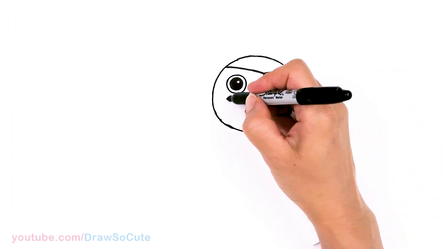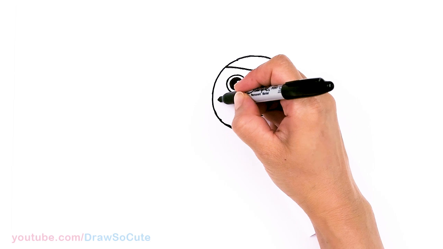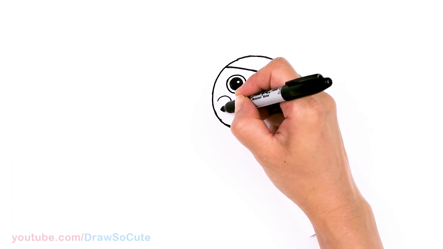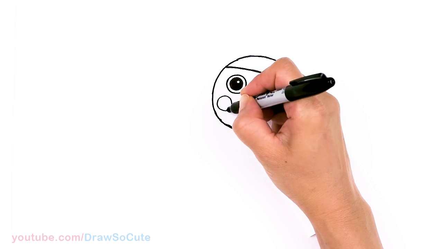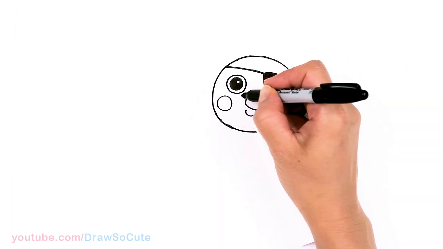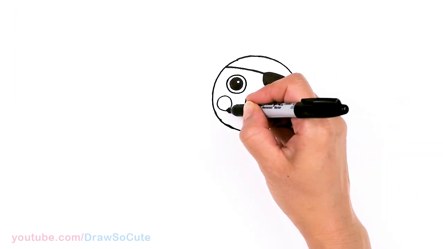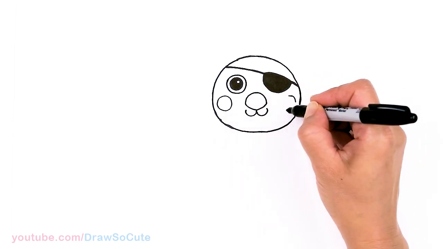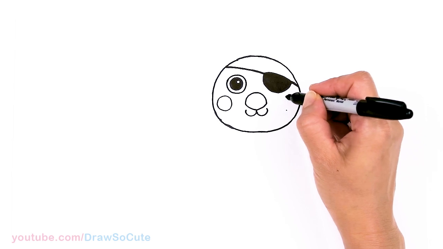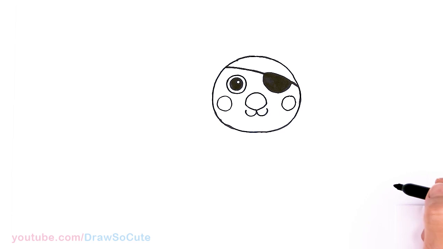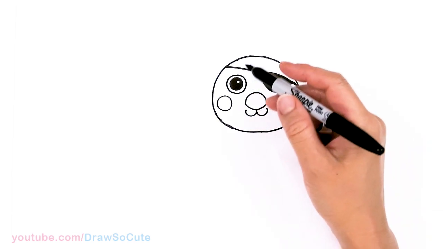And then I'm going to come to the side right here and very lightly just draw kind of an oval circle for the cheeks. And same thing on the other side. So about right here. Just want to make sure I'm about the same size. And draw another oval.